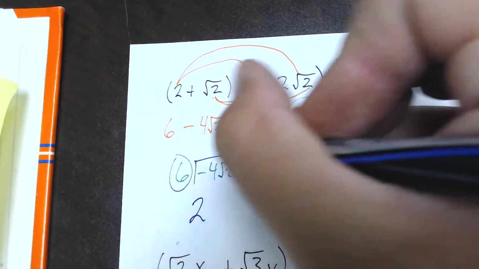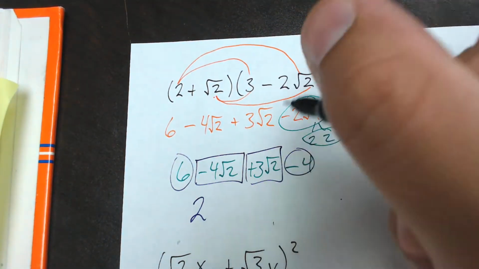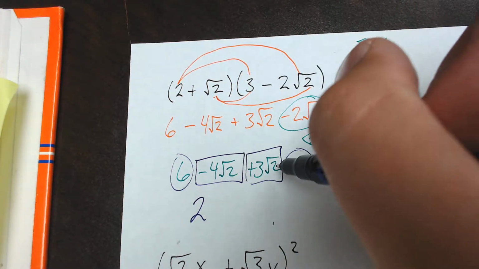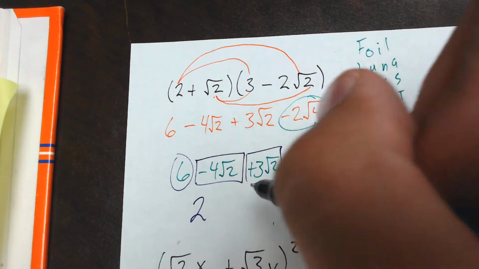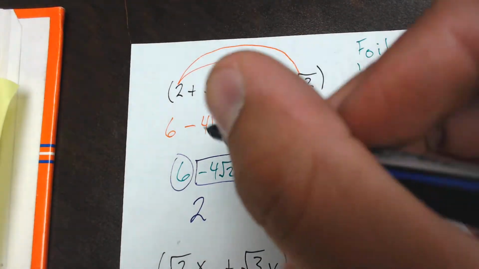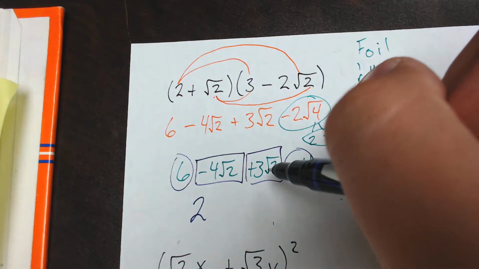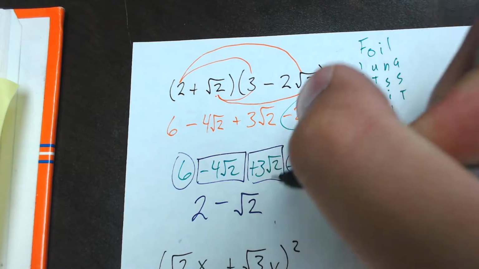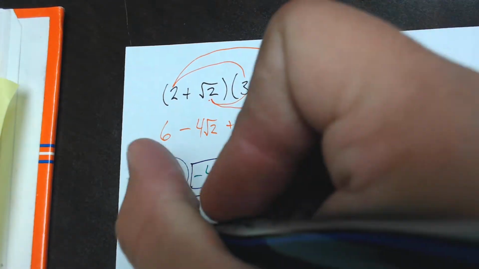And then we have these 2 square root 2's. Now these can be combined because they both have the exact same radical. If one of these said square root 3 or square root 6, they could not be combined. But since they have the exact same radical, square root 2, we can combine them. So then we ask, what's negative 4 plus positive 3? Well, that's just negative 1, or just minus square root of 2. And that gives us our final answer.